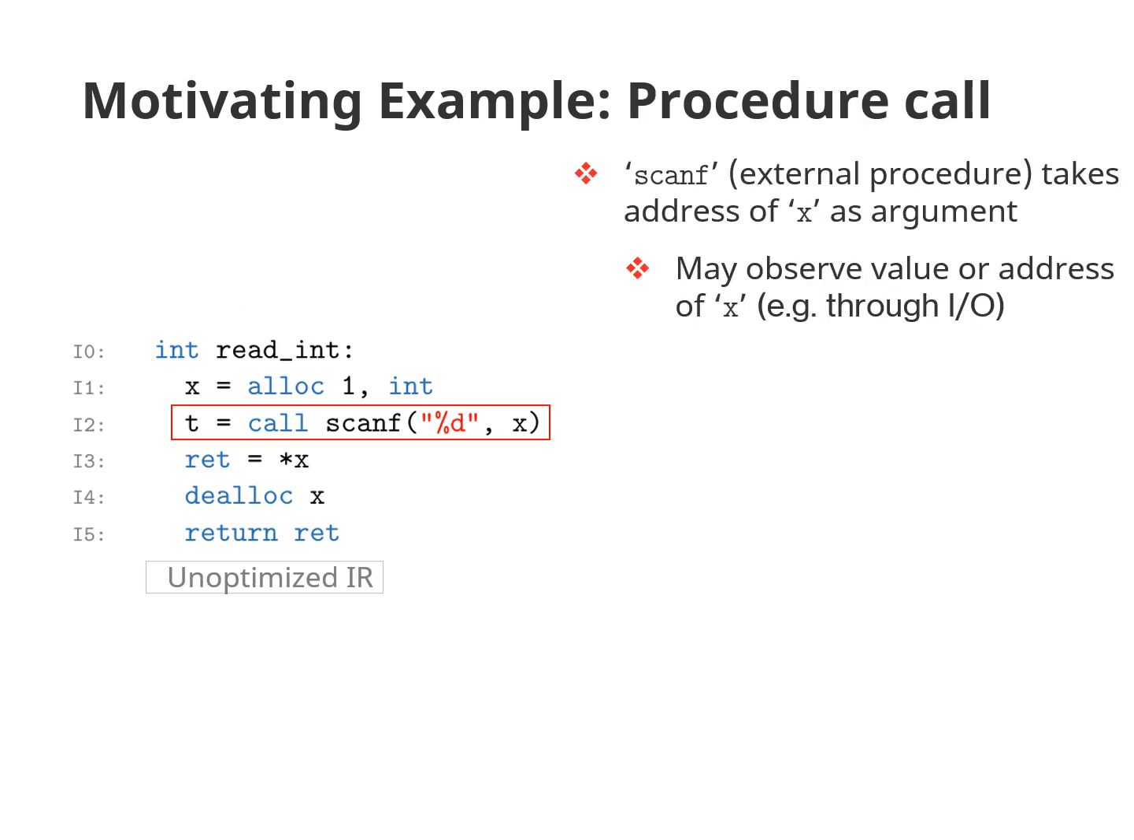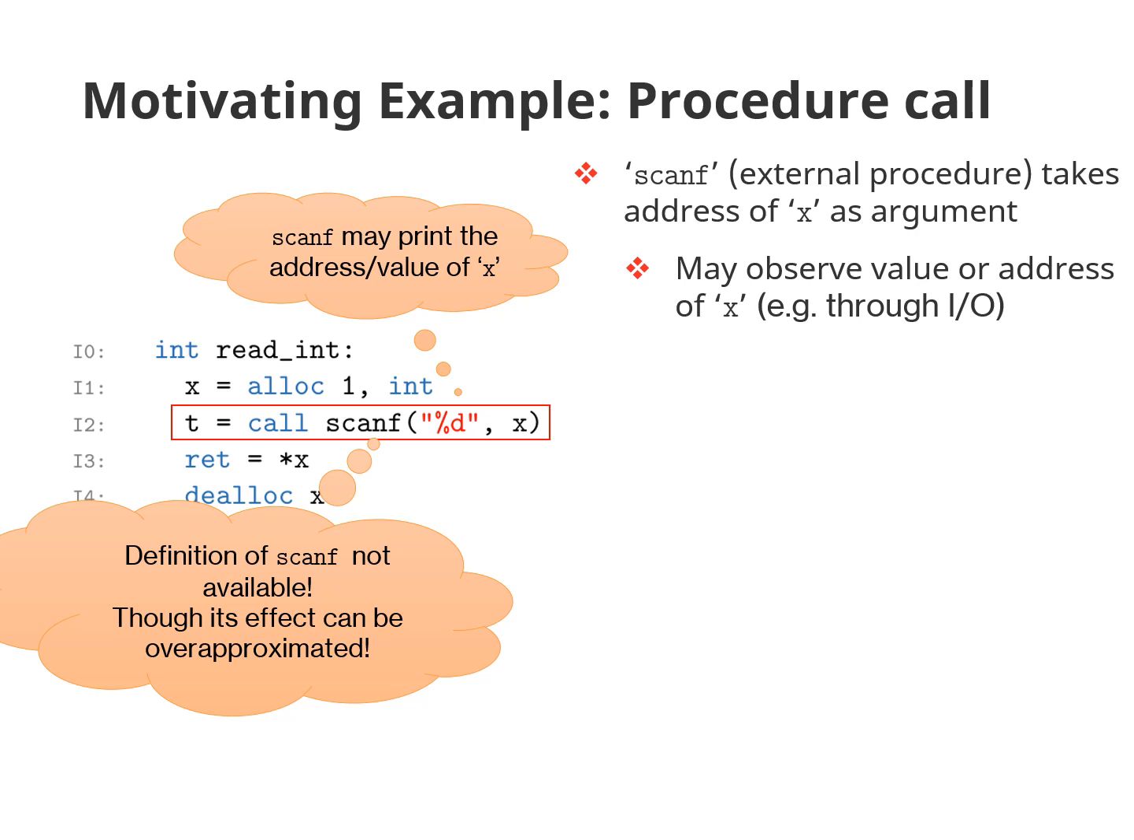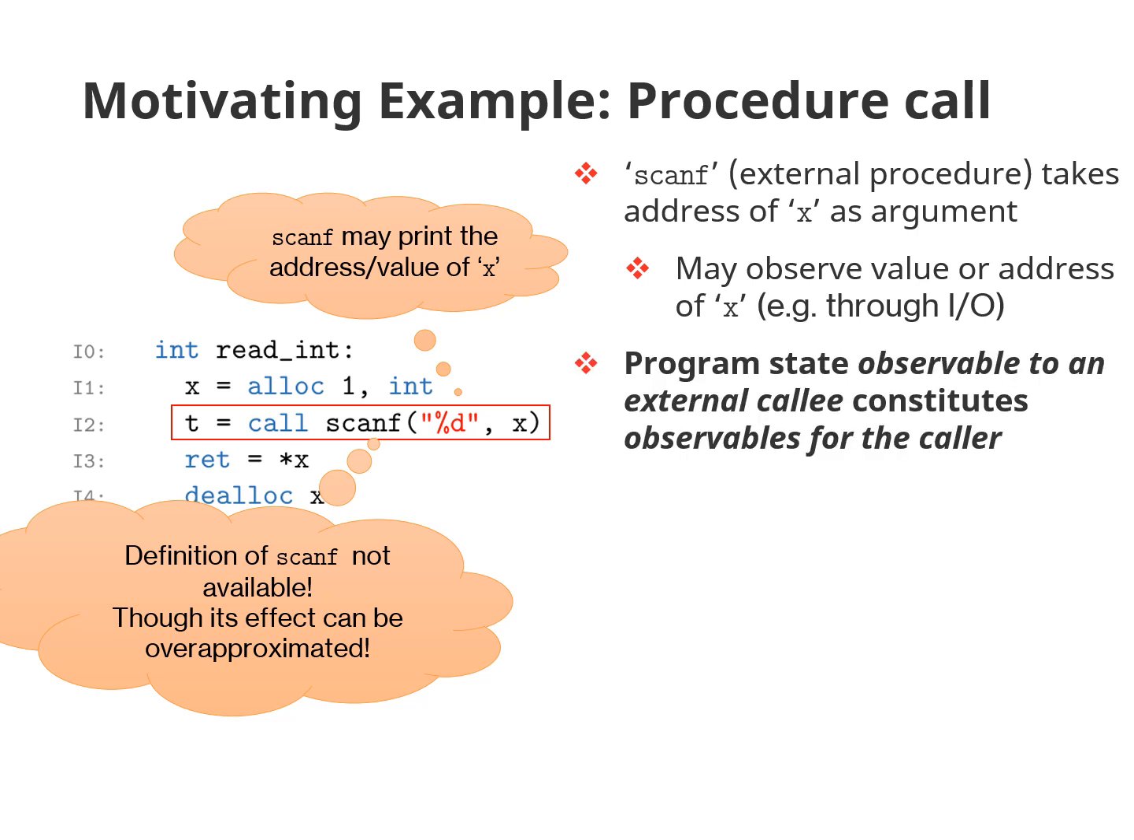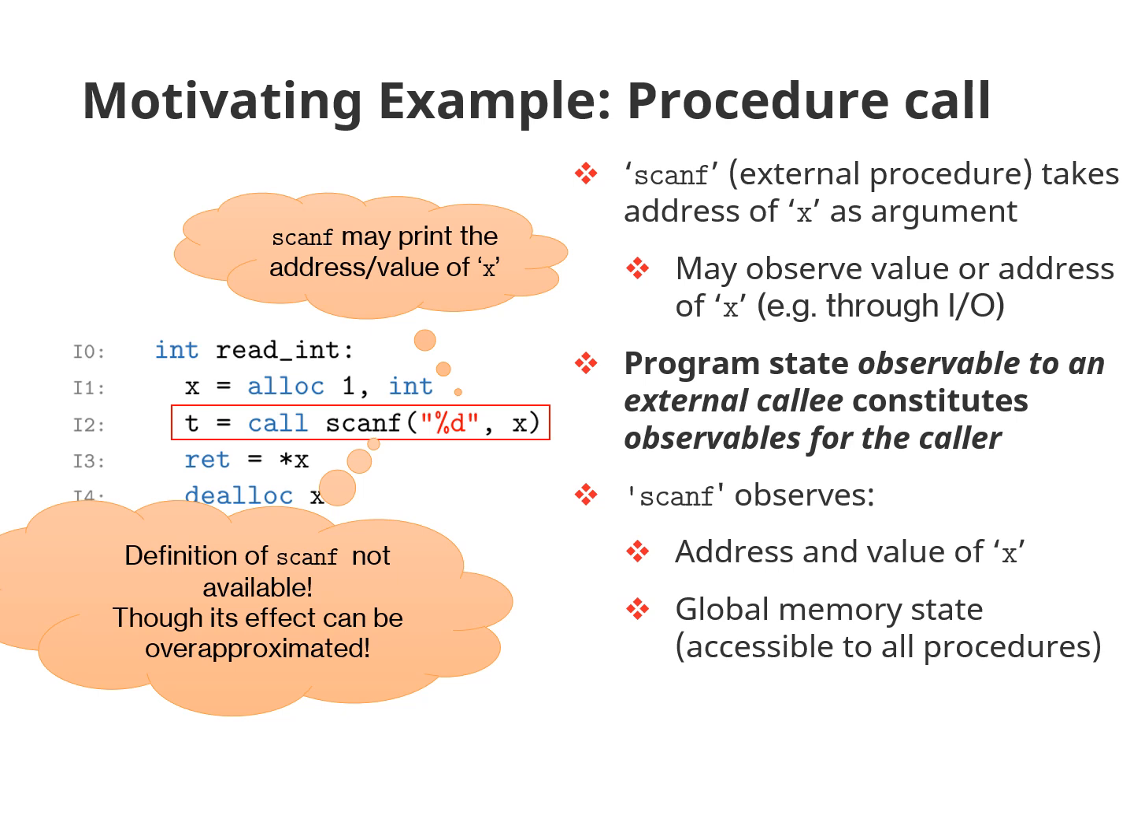The call to the scanf procedure, which is external to the current translation context, takes the allocated x as argument and may potentially observe it. For example, it may print x. The observable state of readint thus includes the program state visible to scanf. As scanf may observe the arguments and global memory state accessible to it, this program state constitutes observables for readint.